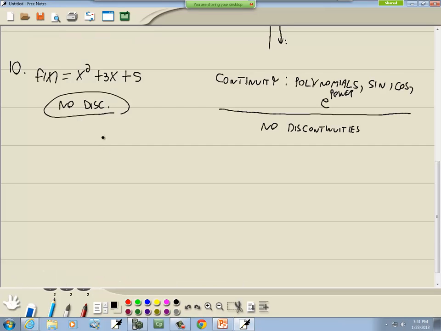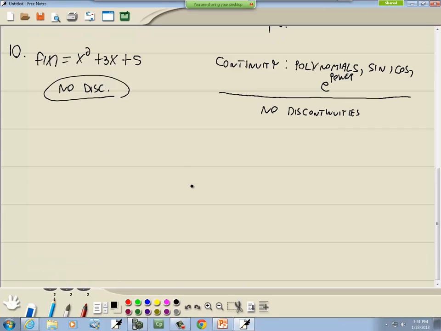Okay, let's look at this one. We got a fraction. Well, we know how to handle fractions. We talked about that up above. So let's go ahead and do this one. We got f of x is equal to 2 over x squared plus 3. We said whenever you have a fraction, we set the denominator equal to 0. So I'll set x squared plus 3 equal to 0.